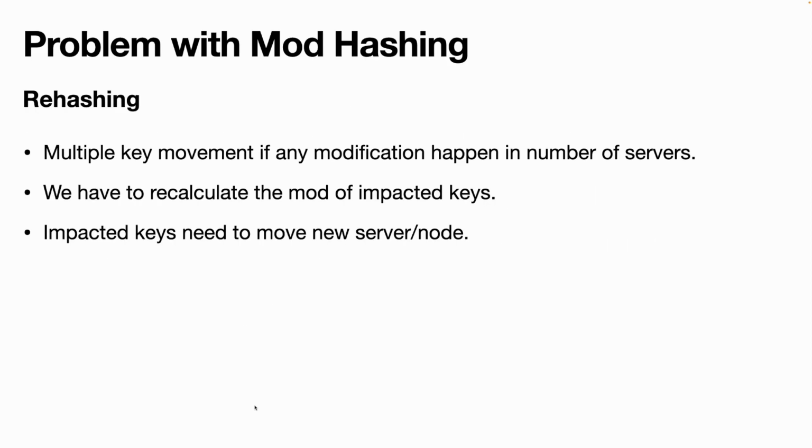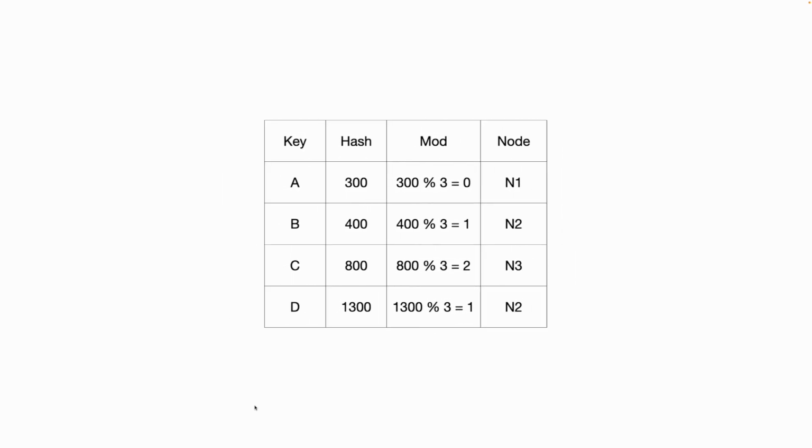Now the problem with mod hashing is rehashing. What is rehashing? In a distributed system, we have to add or remove servers on demand. Our mod hashing directly depends on the number of available servers. If the number of available servers changes, then we have to recalculate the mod of all the keys. That is the main problem. We have to recalculate the mod of all the impacted keys, and the impacted keys need to move to new servers. Let's understand this impact with an example.